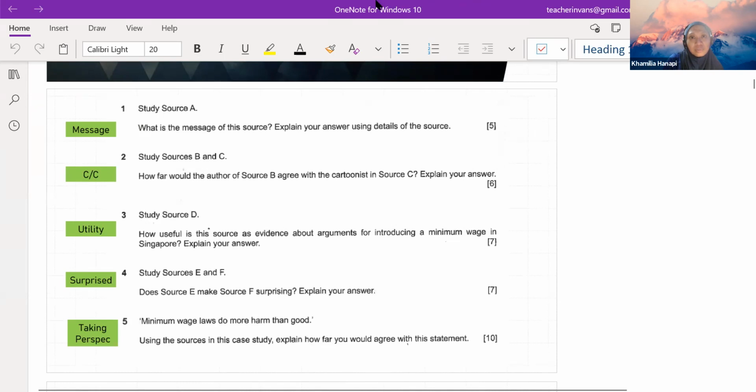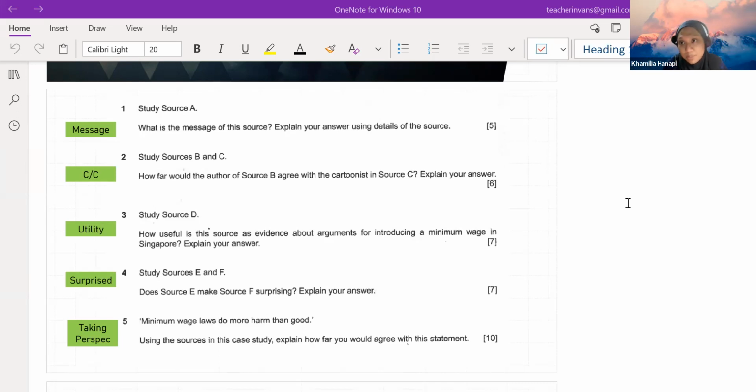Be careful about it, because they can ask you anything, and hence you just have to be prepared. Even if they throw you questions or topics that seem very unfamiliar, something that we have not gone through, read the sources very carefully. Unlike in history, in social studies all the answers are there. All right, so let's take a look at question 1 specifically.